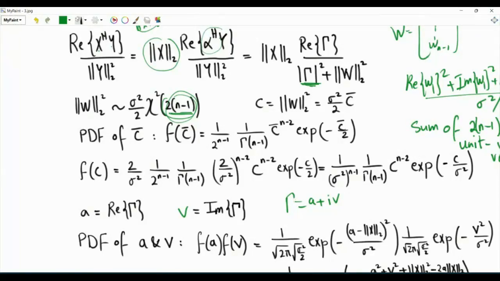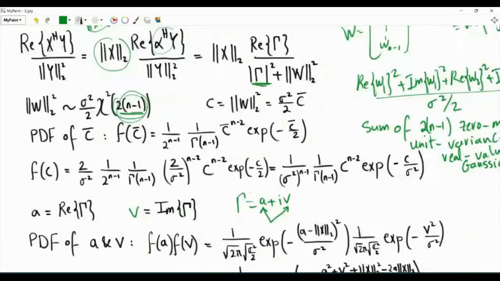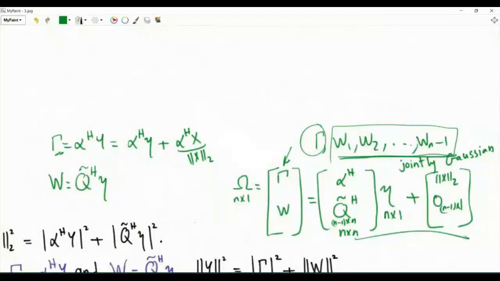Note that because gamma is circularly symmetric, the real and imaginary parts are independent of one another. So the joint distribution of the real and imaginary parts of gamma, these two are independent. One of them, A, will be a real valued Gaussian with a mean equal to the L2 norm of vector X and variance sigma squared over 2, while the imaginary part will be a real valued Gaussian that is 0 mean, and the variance is also sigma squared over 2. Again, this is because vector gamma itself is circularly symmetric. And the reason it's circularly symmetric, again, is that gamma together with W comes from an affine transformation of the circularly symmetric Gaussian vector eta.